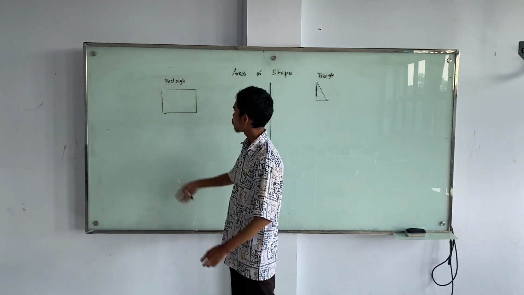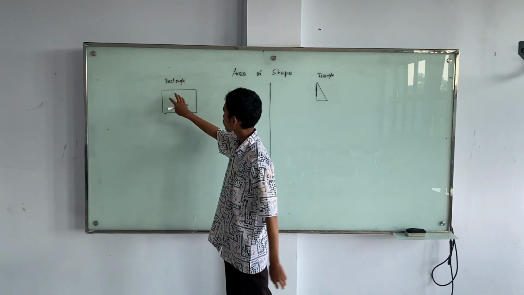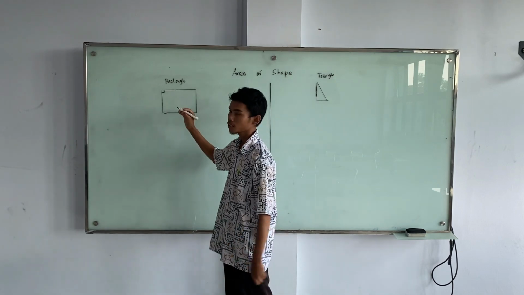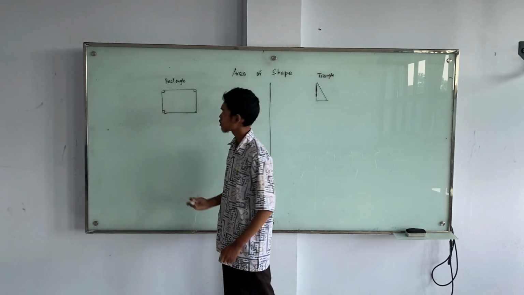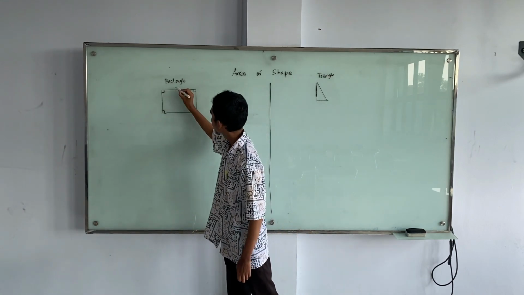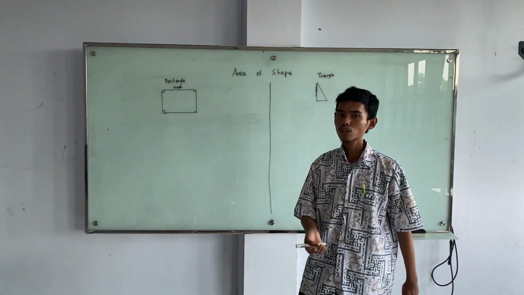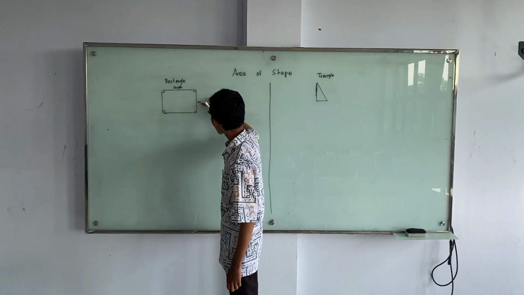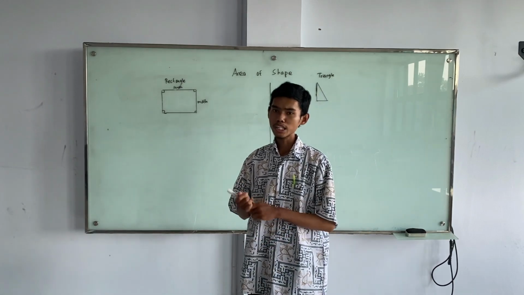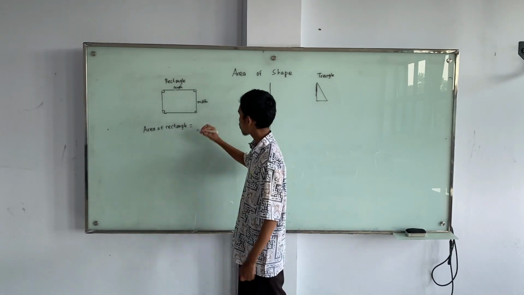In the rectangle, we have 2 opposite sides that are congruent and parallel, and 2 adjacent sides that are perpendicular, making 90-degree angles. The long side in the rectangle we call length, and the short side we call width. Because length and width are perpendicular, we can say that the area of the rectangle is length times width.